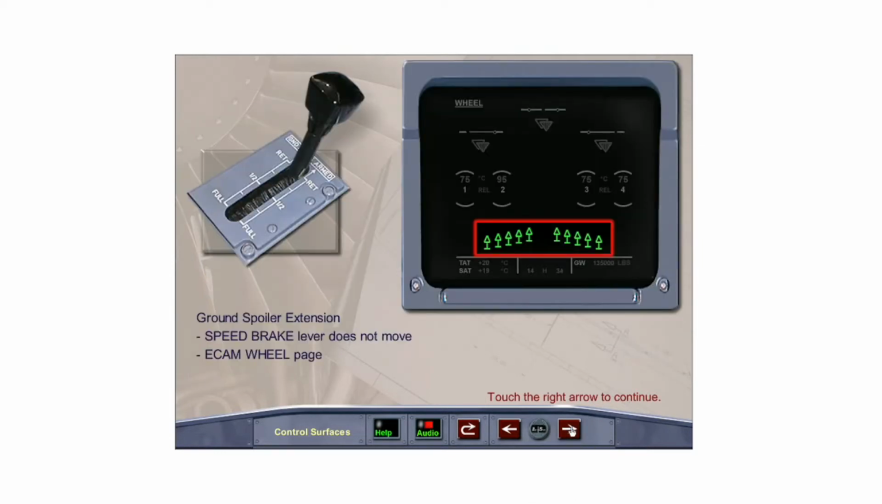When the ground spoilers extend, the speed brake lever does not move. The only visual indication that they have extended is on the lower ECAM wheel page, which was automatically displayed for landing or in the event of a rejected takeoff.